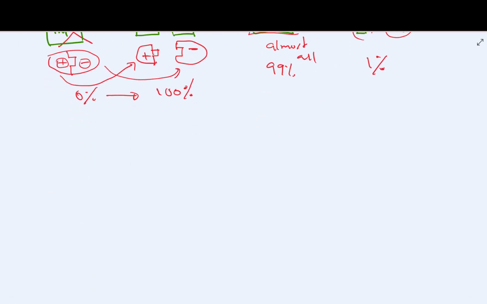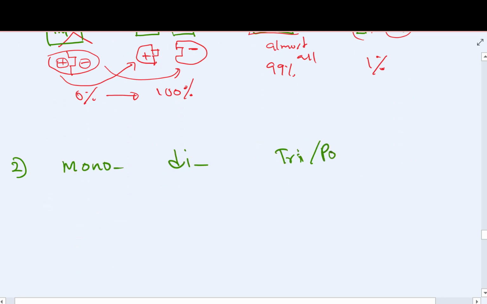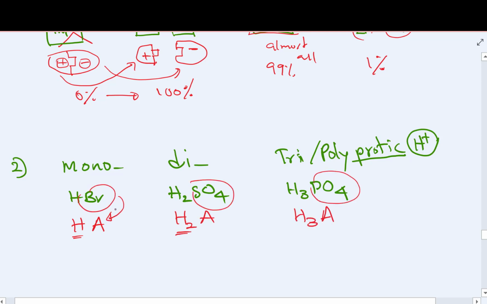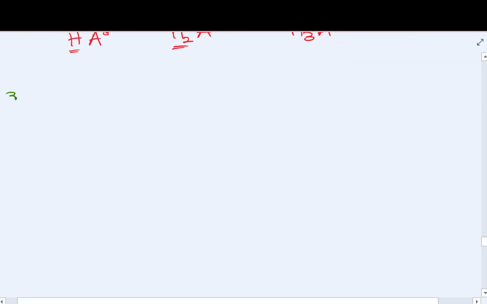Okay. So the next question was about mono, di, and tri, or polyprotic. The protic means proton, and mono is HBr, di is sulfuric, tri is phosphoric, as examples. But look at it this way: HA, H2A, H3A. That's the best way to look at it. Don't be bothered by the polyanions, okay?